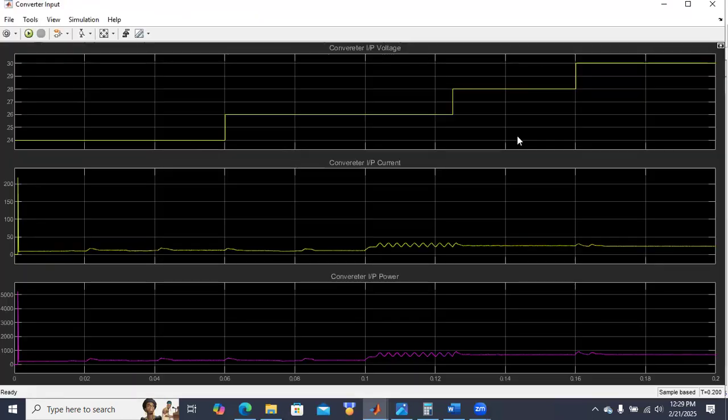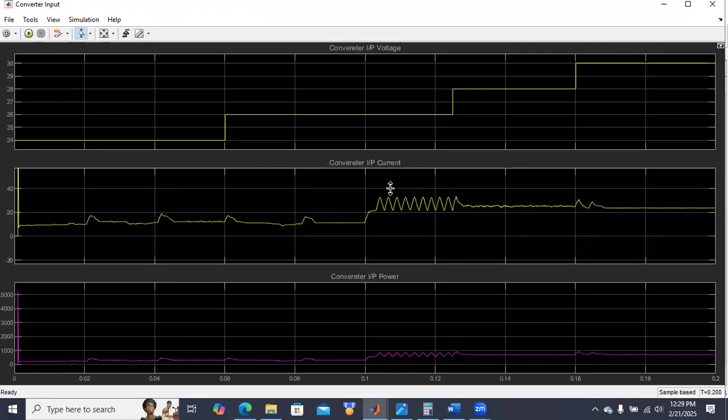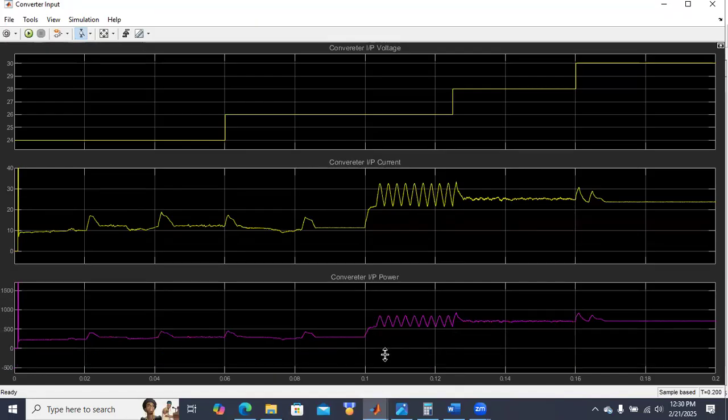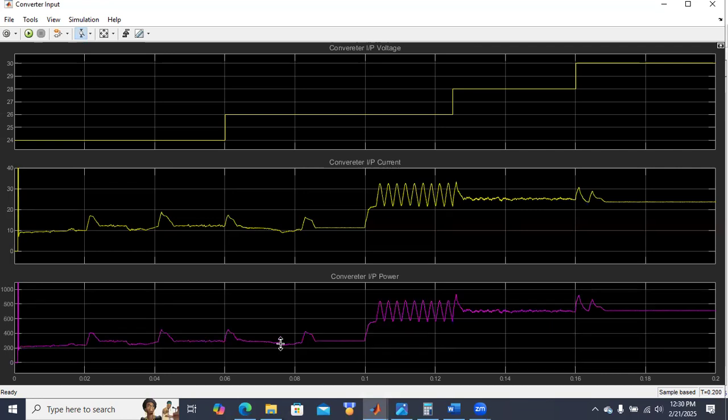This is the input voltage, input current, and input power. Input voltage varying from 24 to 30. Here for input current, you can zoom in and check it. Initially it was 10 amps, and after 0.1 second it is changed to nearly 20 or 22 amps. So the input power is also changed here.